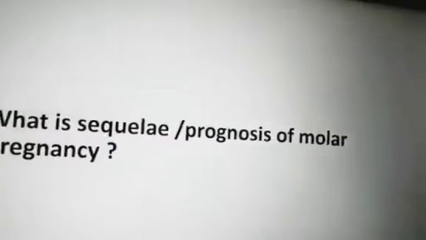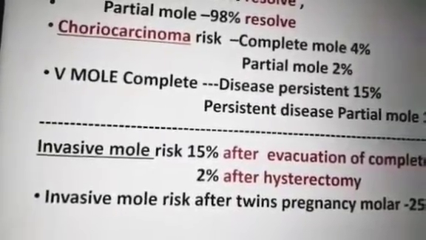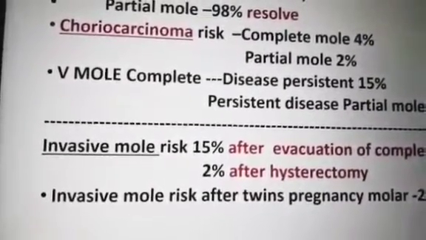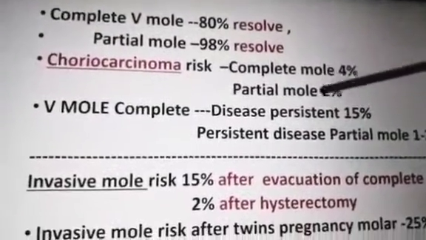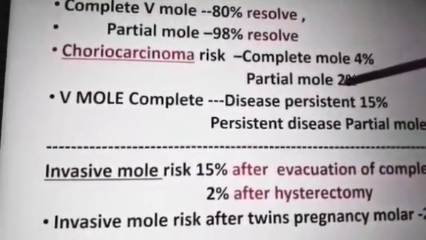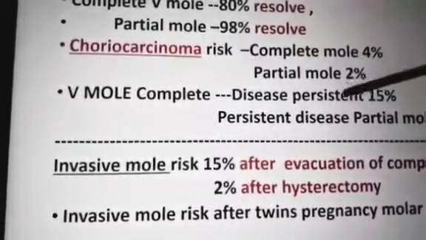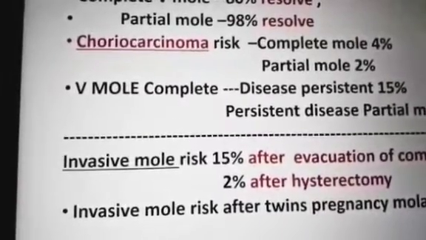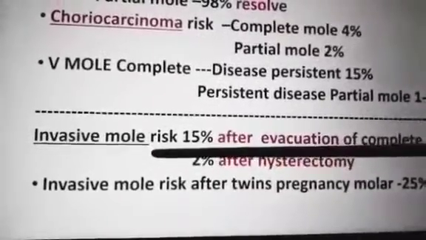What is the sequelae or prognosis of molar pregnancy? Complete vesicular mole, 80% resolve, and partial mole, almost all, 98% resolve. Risk of choriocarcinoma in complete mole is 4%, in partial mole it is hardly 2%. In complete mole, the disease may be persistent in 15% of cases, and in partial mole it is hardly 1 or 2% of cases. What about invasive mole?